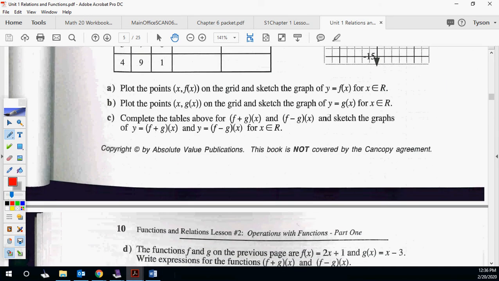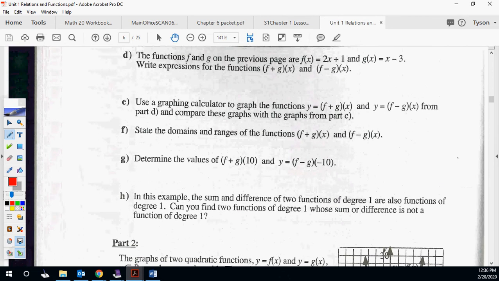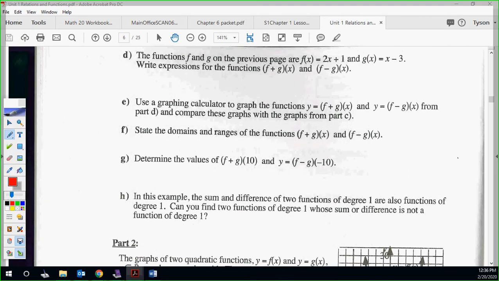So these questions here, plot the points, so we did that. Plot the points, so we did that. And we did the tables, and we plotted that. So we did A, B, C. Good job. Okay? All right, so D.